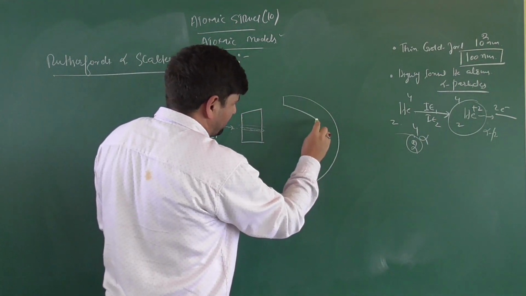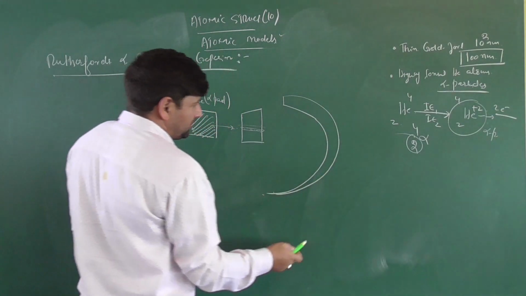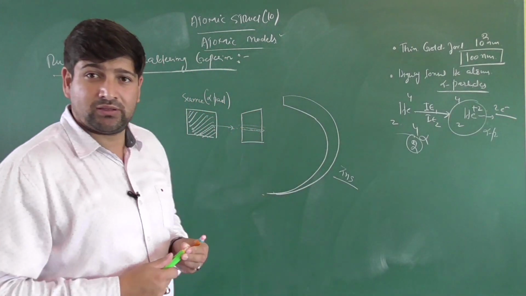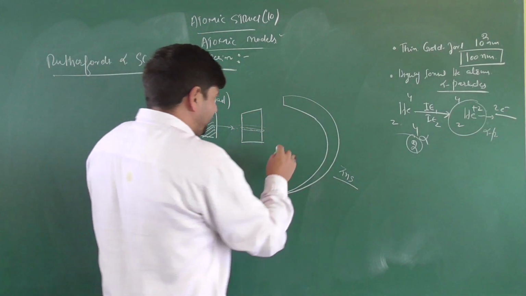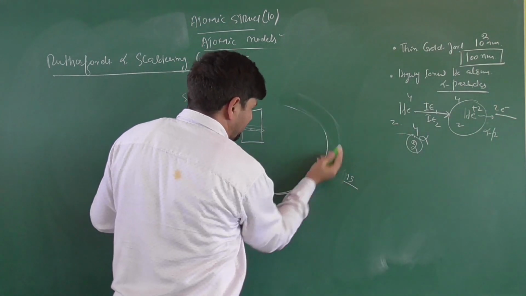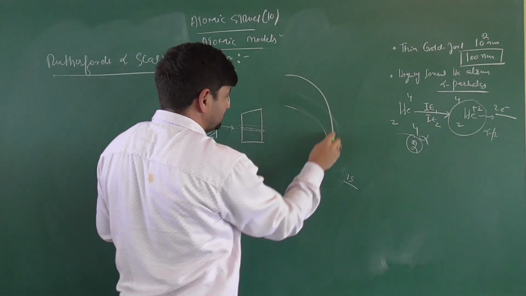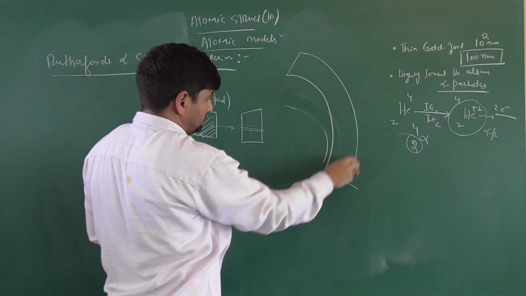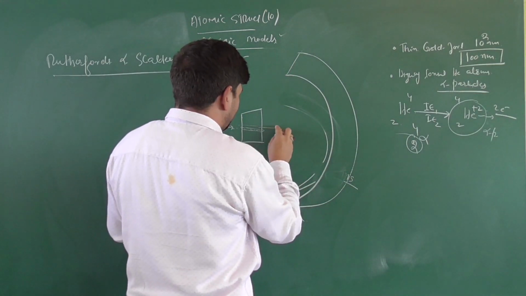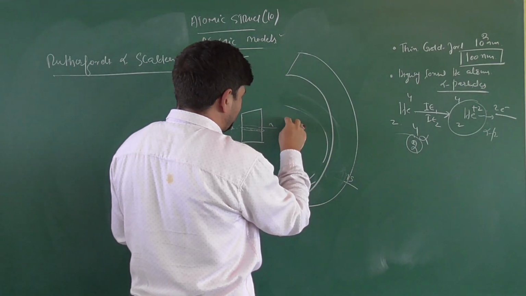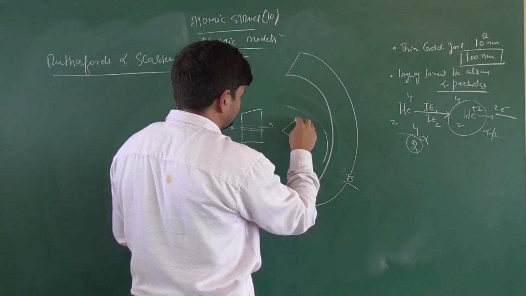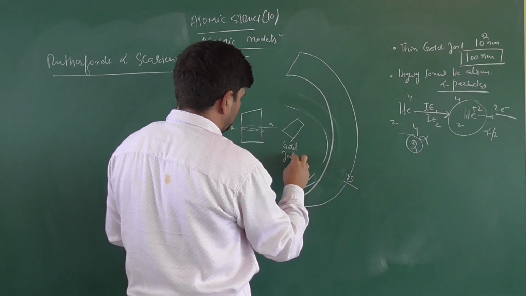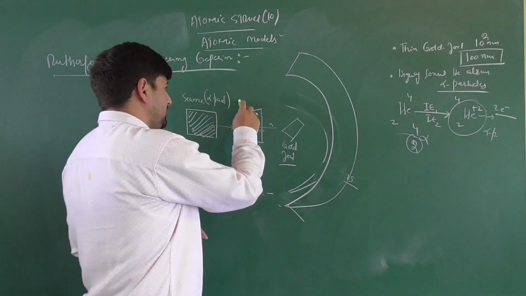A photographic screen was kept, made up of zinc sulfide. In the middle of it, I'll draw it more properly. When the alpha particles were coming from here, one thin gold foil. Lead plate.